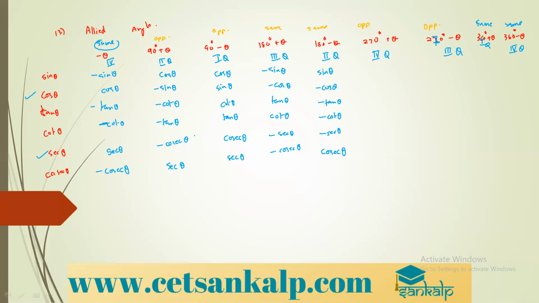Then in the fourth quadrant, opposite, and only cos and secant are positive. Opposite, cos opposite is sine, positive. Secant opposite is cosecant and positive. Whereas in the fourth quadrant, remaining all are negative and opposites. So negative cos theta, negative cot theta, negative tan theta, negative secant theta.